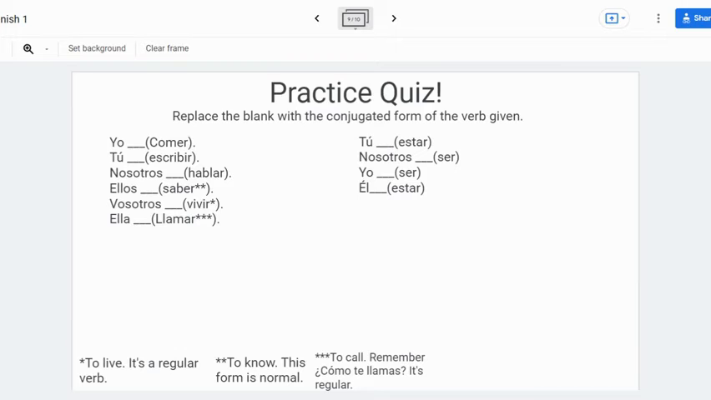Ella, blank, replace it with the form of the verb llamar. Remember the phrase I told you, ¿Cómo te llamas? Llamar means to call, and it's a regular verb. Now the last four questions all have to do with ser and estar. Tú, blank, replace it with estar. Nosotros, blank, replace it with the form of ser. Yo, blank, replace it with the form of ser again. And él, blank, replace it with the form of estar.